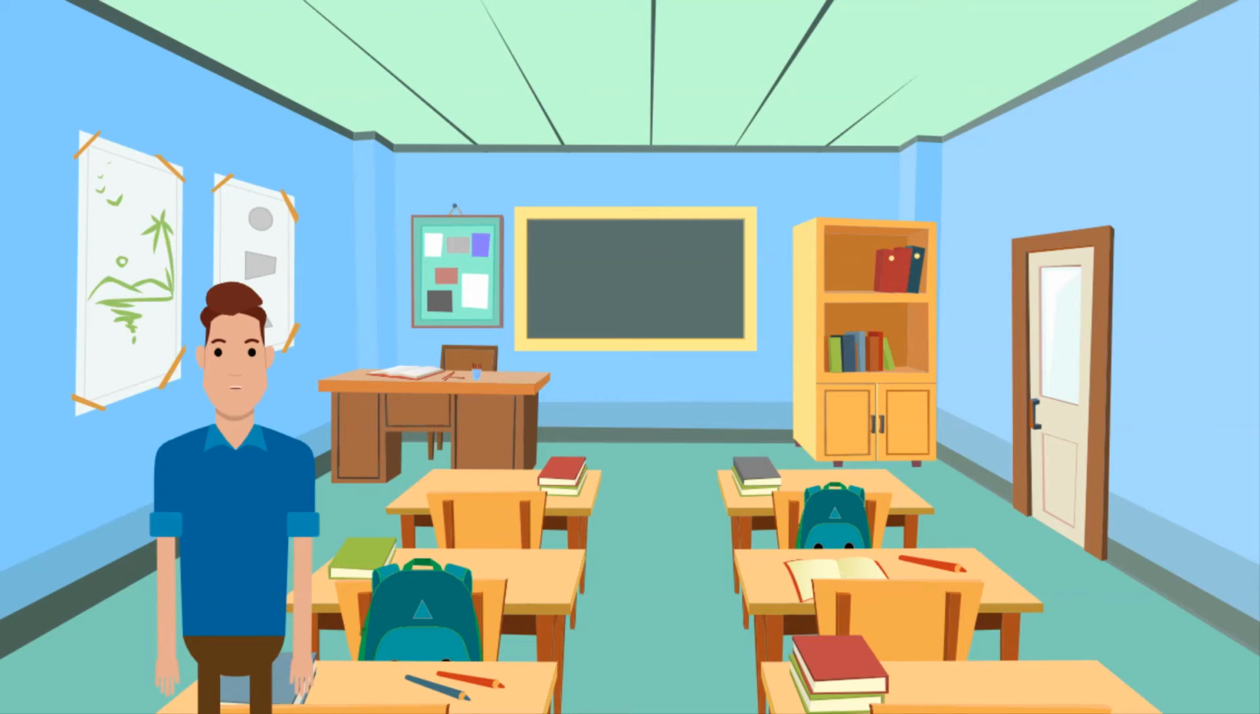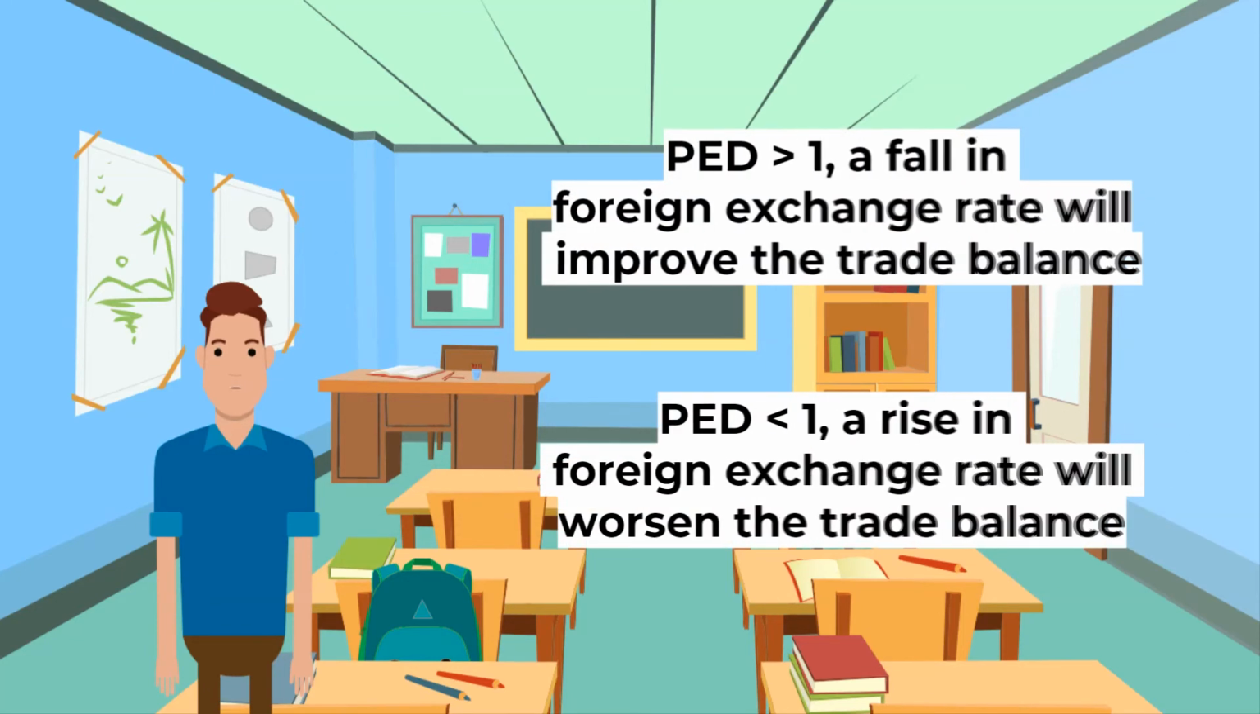3. Now, if the country's export and import demands are price elastic, sensitive to price changes, a fluctuation in the exchange rate and the subsequent changes in the prices of exports and imports will change the demand for them. A fall in the exchange rate will make imports expensive and exports cheap, so import demand and spending will fall and export demand and spending will rise. A rise in the exchange rate will make imports cheaper and exports expensive, so import demand and spending will rise and export demand and spending will fall.